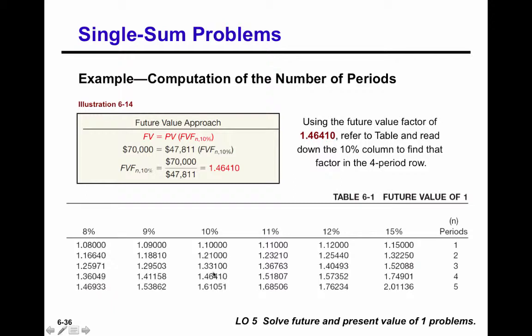At any point, once we've discovered what the factor is that would fit the equation that we have up here, then all we have to do is look across to see the number of periods, which is 4, to know that that's how long it will take for $47,811 to grow to $70,000 if the interest is 10% compounded annually.